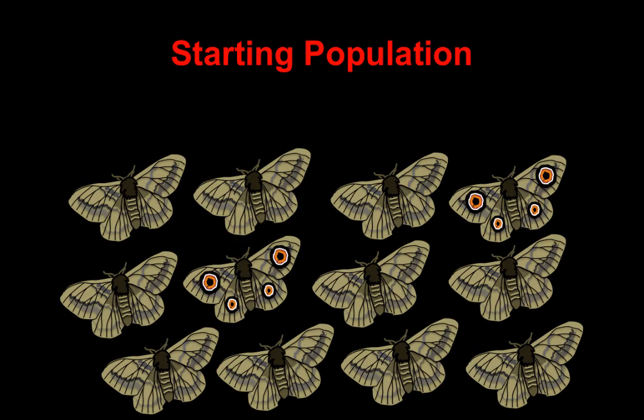Now, this is going to result in a change in the population. So let's look at how this works. All right, here's our starting population. The frequency of this mutation, this new allele, is fairly low. We only have 2 out of 12 individuals that have this mutation.